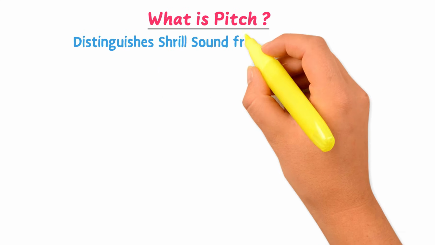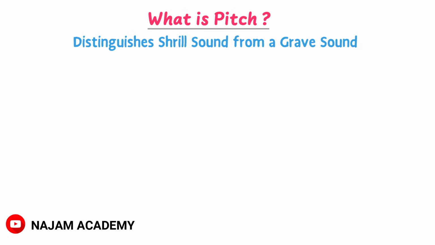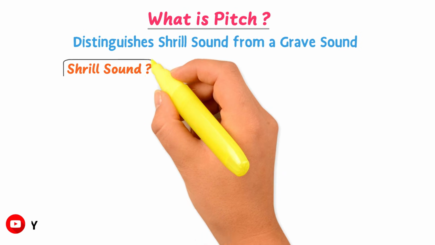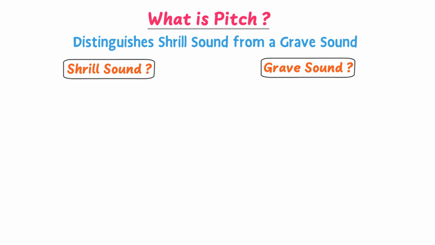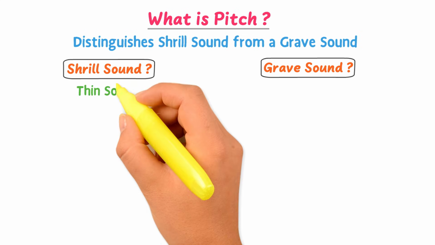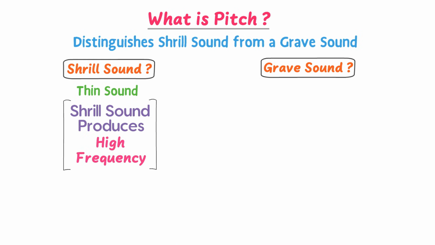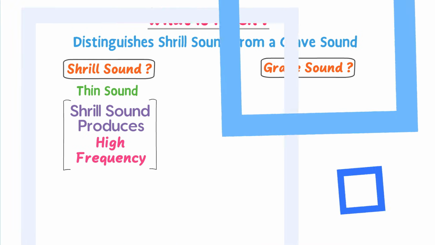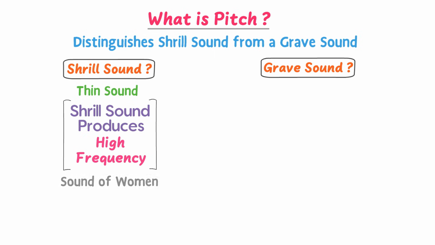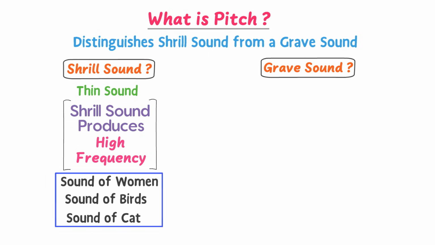Firstly, let me teach you what the pitch of a sound is. It is the property of a sound that distinguishes a shrill sound from a grave sound. Now, what is a shrill sound and a grave sound? Shrill sound means thin sound. A shrill sound is produced when the frequency of a sound is high. For example, the sound of a woman, the sound of birds, and the sound of a cat. These are all shrill sounds.